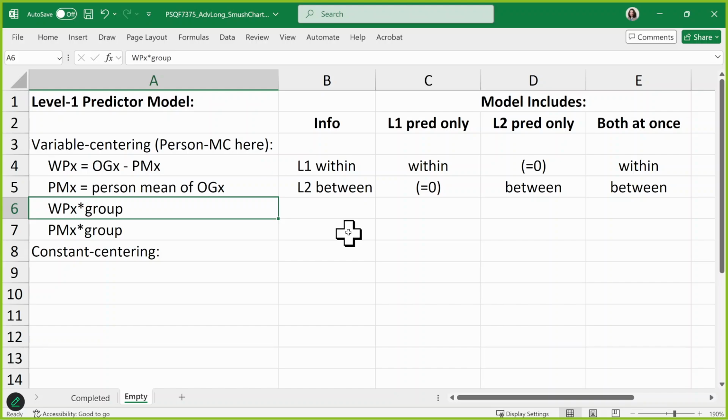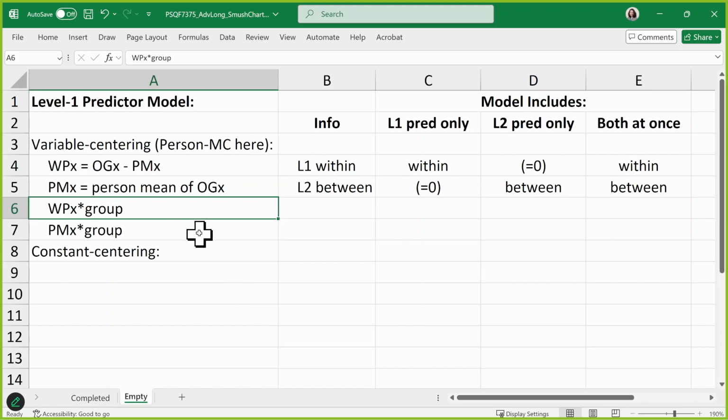This is the type of story that your homework is using, by the way. At level 2, I would say that the between person effect of how much you usually have for X depends on what group you're in. Both of those things could be true. This one would be a level 2 interaction because person mean X is level 2 and so is group in this example. And this would be a cross-level interaction because we have within person X at level 1 interacting with group at level 2.